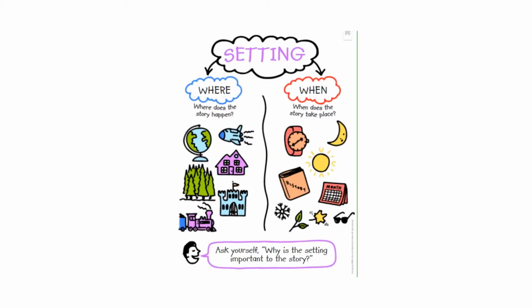Okay, boys and girls, as we continue with our story, Dan Has a Plan, we will also be focusing on the setting right here. Now, setting, boys and girls, is very important when reading a story. When reading a story, we should always look at the setting as well, because setting can tell us two things. The setting can tell us where and when. Where does the story happen? And when does the story take place?